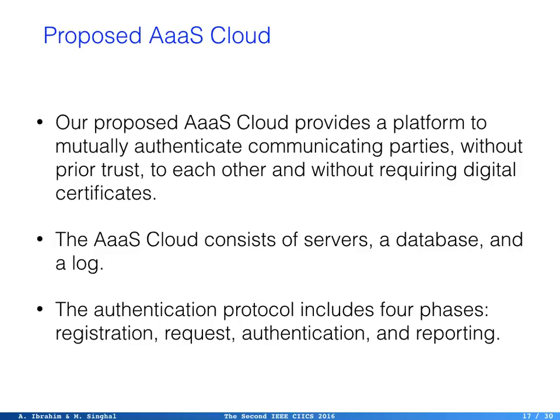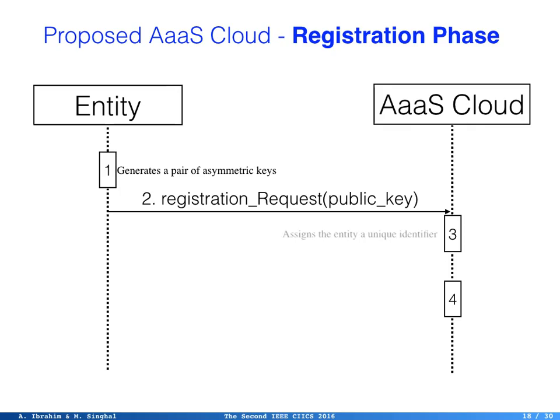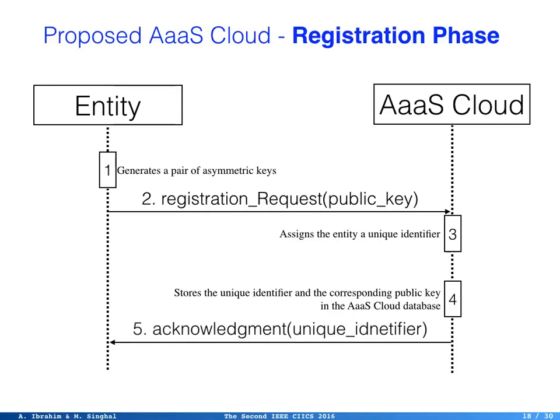The authentication protocol includes 4 phases: registration, request, authentication, and reporting. For each entity to register with the Authentication-as-a-Service cloud, it generates a pair of asymmetric keys, a public key and a private key. The entity then submits the registration request to the IaaS cloud and provides the public key while keeping the corresponding private key secret. The cloud assigns the entity a unique identifier and stores the unique identifier and the public key corresponding to each identity in its database. The IaaS cloud then sends the entity an acknowledgement of registration.